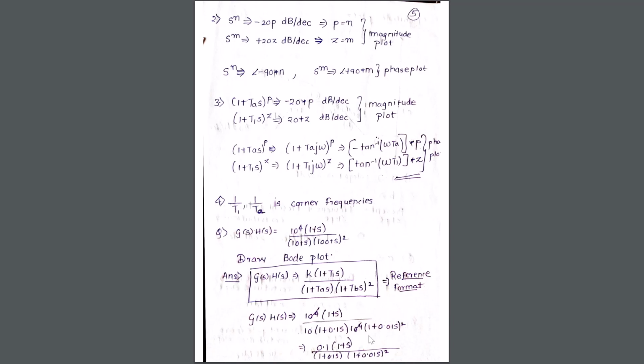It is simple mathematics. Your given transfer function, 10 raised to 4 into 1 plus s upon 10 plus s into 100 plus s the whole square, needs to be reduced to the below transfer function, and this is the reference format or the standard format for my open loop transfer function. I hope I'm very clear to you. Whenever a question is given to you, please reduce it to the standard format 0.1 into 1 plus s upon whatever is the thing, and then we can proceed forward.